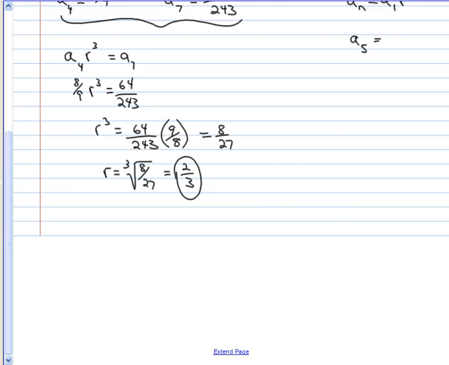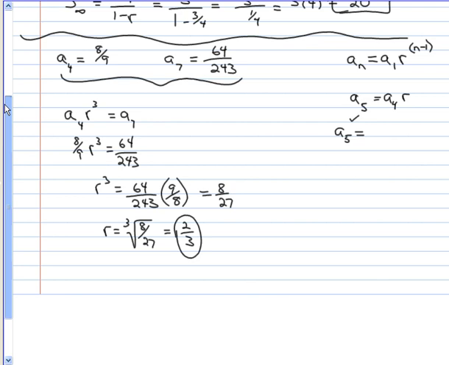And now that I know the common ratio, I can come back and get my fifth term. Because my fifth term should just be the fourth term times the common ratio. That's what a geometric sequence is. So my fifth term should be the fourth term. Back here, what was our fourth term? 8/9. 8/9 times our common ratio. Common ratio is 2/3. So 8/9 times our 2/3. 8 times 2 is 16. 9 times 3 is 27. We have 16/27. That would be our fifth term.